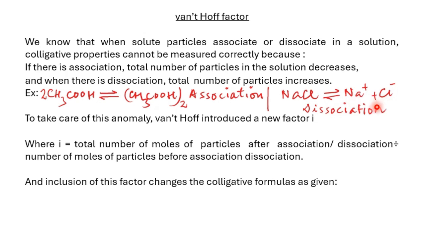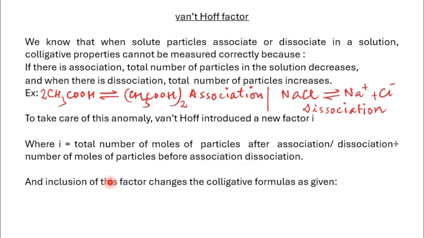Therefore, the colligative property in case of acetic acid will become half, and in case of sodium chloride it will become double. In that case, the molecular mass of acetic acid will come out as double, and in case of sodium chloride it will come out as half. So to take care of this anomaly, Van't Hoff introduced a new factor i, where i is given as the total number of moles of particles after association or dissociation divided by the number of moles of particles before association or dissociation.